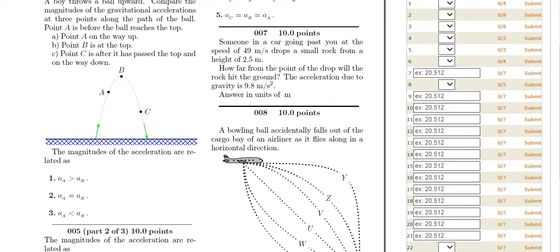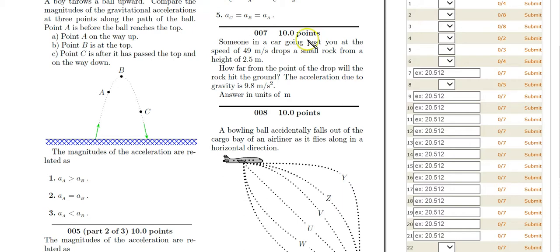Okay, so this next question here is an interesting one. It's someone that is driving in a car drops a pebble while they are moving, and we want to know how far from the spot that they dropped it. We want to know the horizontal distance that it travels in that time.